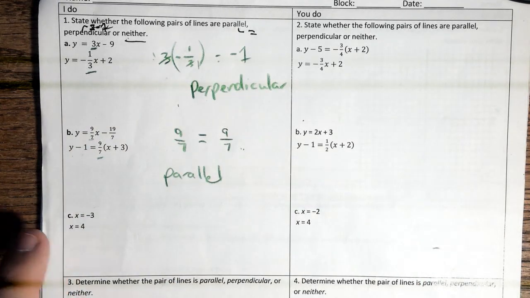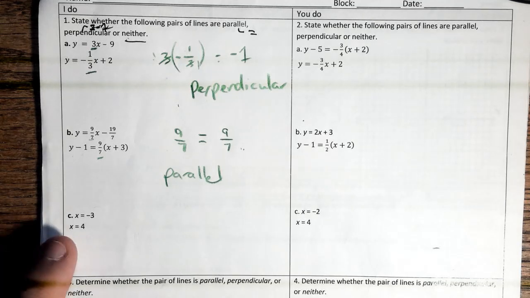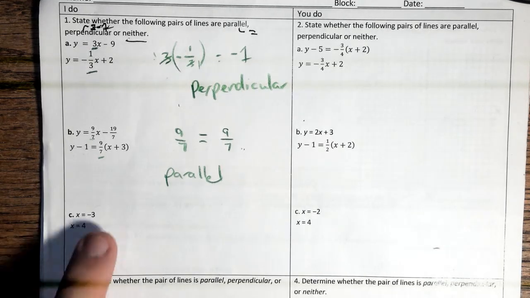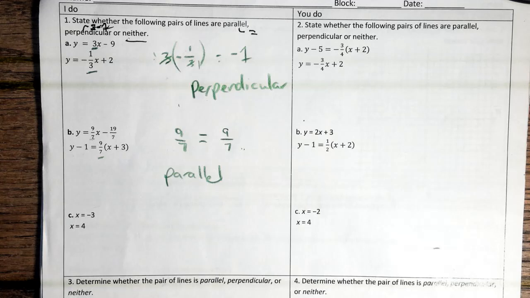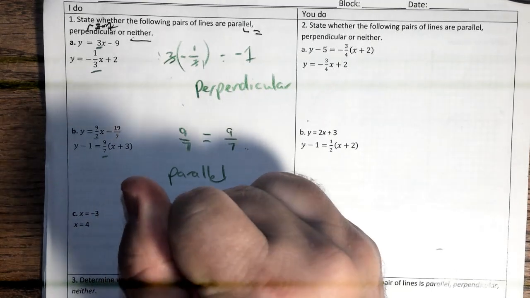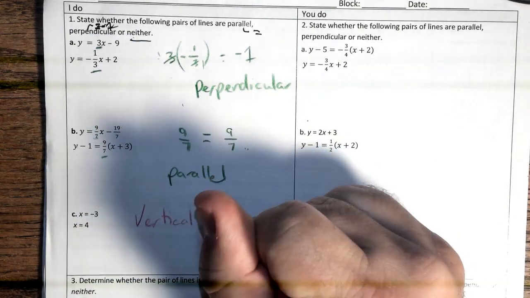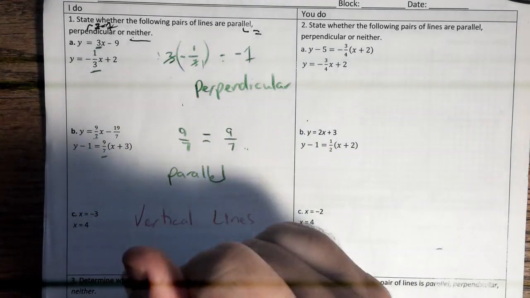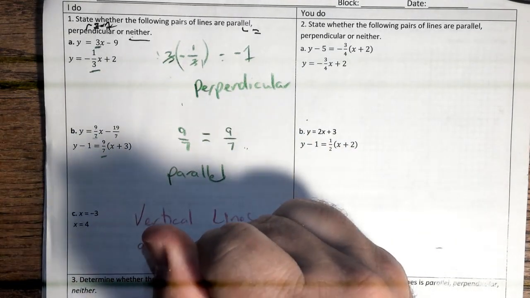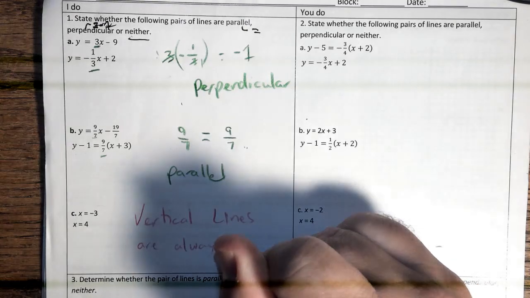All right, and then lastly, part C is y equals negative 3 and y equals 4. Well, they're not equal. We can't multiply those together. Actually, you know what? Those are not the slope. Hopefully you caught me before I got to that. These are y equals a. These are vertical lines. And vertical lines are always parallel.